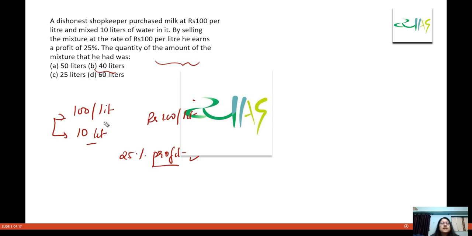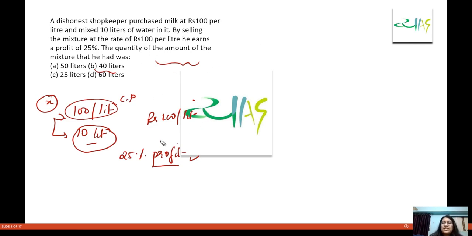So listen guys, what this question has given us is the initial cost price of milk. It has given us how much water we are mixing, but we don't know this X quantity of milk. And it is saying that by selling the mixture at the rate of rupees 100 per liter, he earns a profit of 25%. So the quantity of the mixture he had.